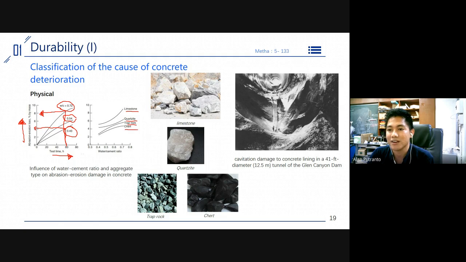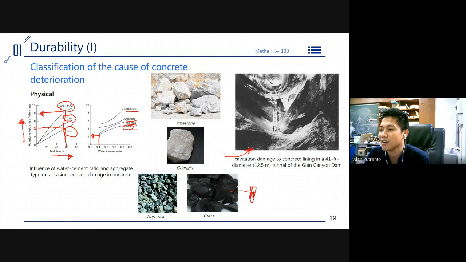So which one is better? I think the better one is the lower water-cement ratio with this kind of rocks. This will have a good resistance to the abrasion or erosion. This is a chert rock, like this one. This kind of rocks, but maybe not all regions or not all countries have this kind of rock. So different kinds of rock will have different abrasion erosion loss. And this one is a case from Mehta, I think, for the cavitation damage.